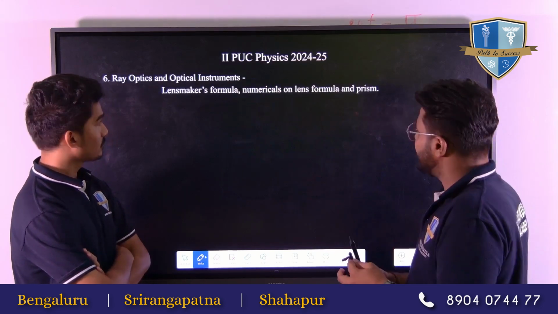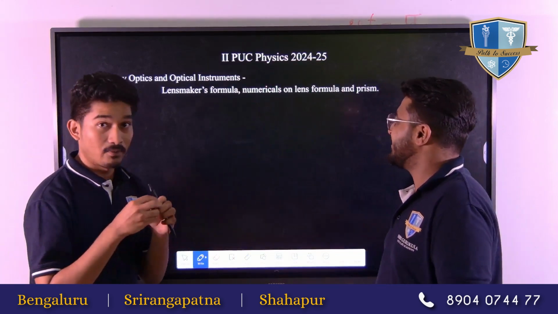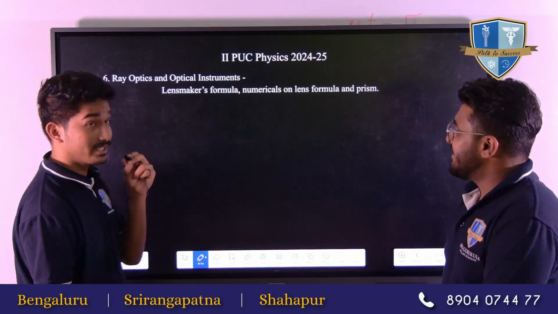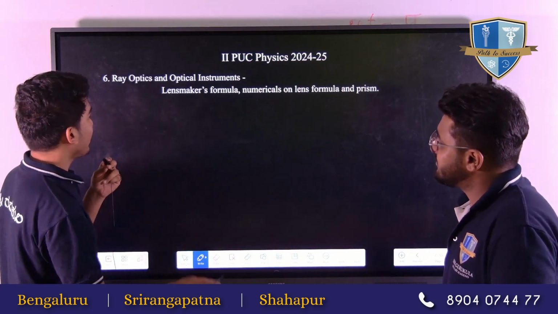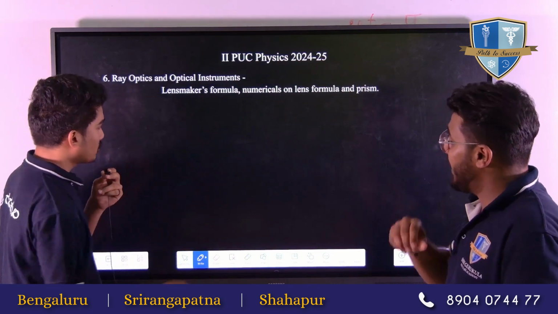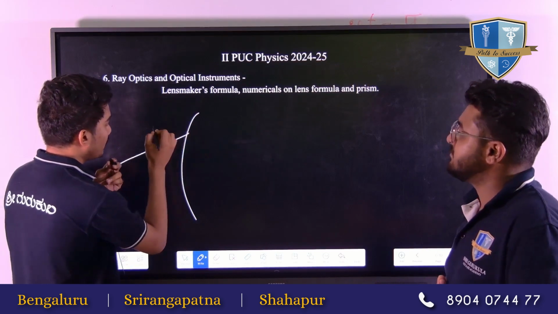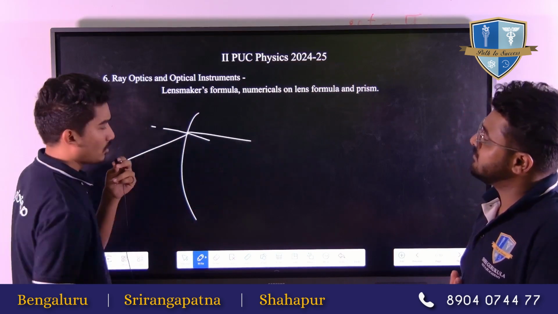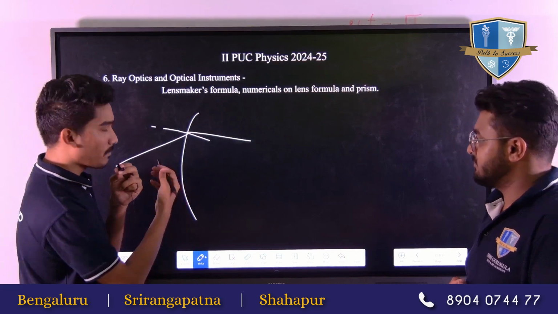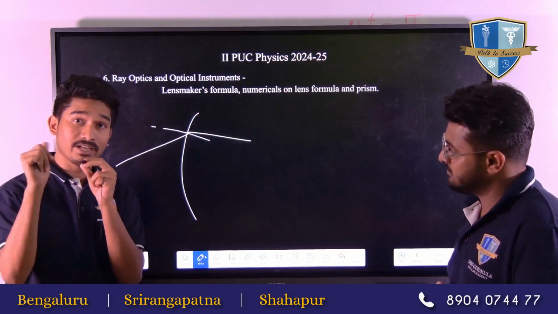Next one is, sir, ray optics and optical instruments. Again, an important chapter. So an important thing they can ask from this chapter is the lens maker formula. So if you have any spherical surface like this and a ray is coming, this is our normal, so the ray will go through a refraction. So we know the formula for this as well. So they may ask to derive that formula.